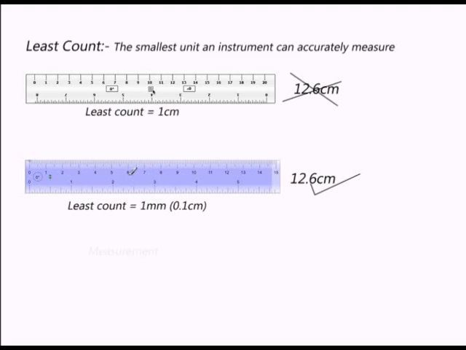And so when a measurement is given, you can tell the least count of the instrument used to measure it. For example, 19 kilograms means the least count was 1 kilogram. 19.0 means the least count was 0.1 kilograms. 19.00 means the least count was 0.01 kilograms. I hope you can relate the least count to the number of decimal places in the figures.